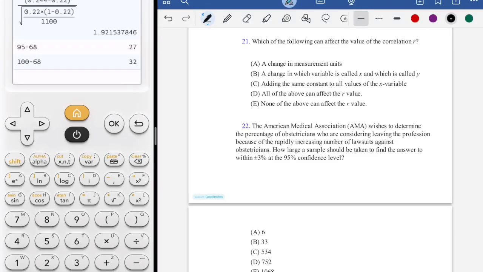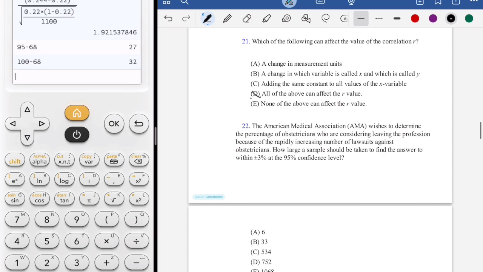All right, number 21. Which of the following can affect the value of a correlation coefficient R? Change in measurement units, not necessarily. Change in which variable is called X and Y. That would impact slope and y-intercept. It'd be your least squares regression line, LSRL, but it wouldn't change the correlation. Correlation is how the variables relate to one another.